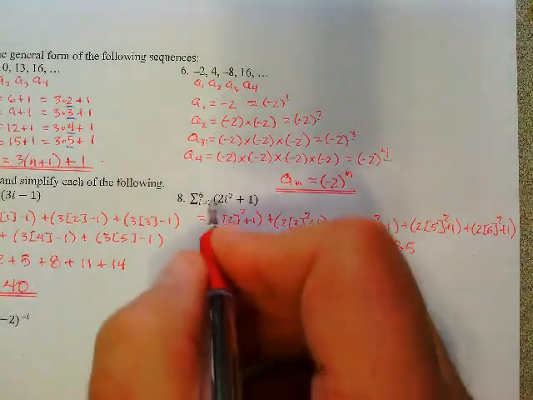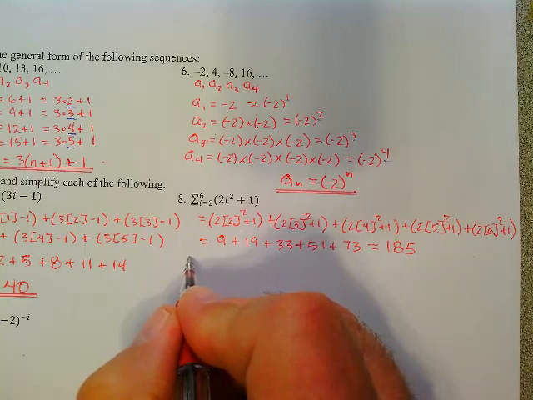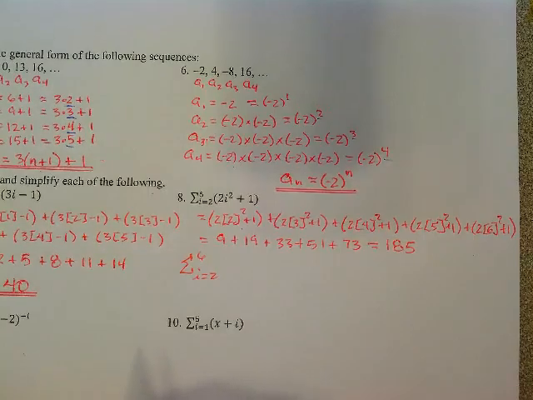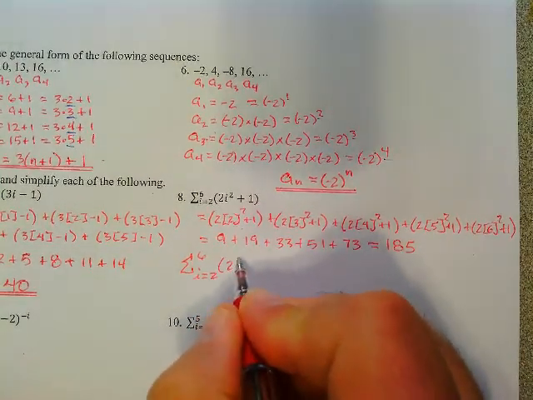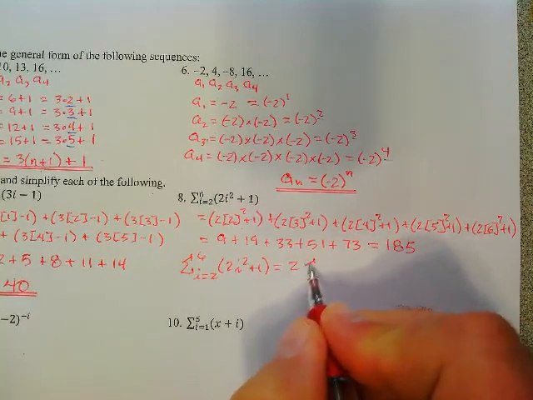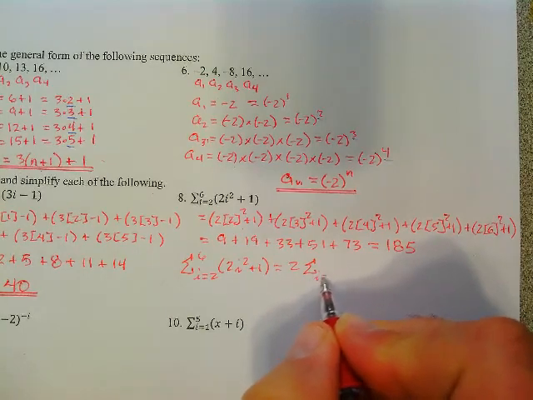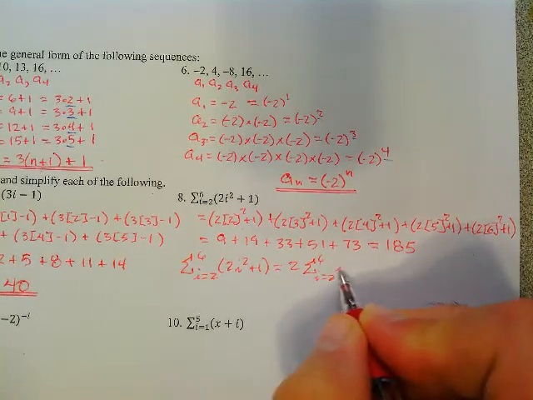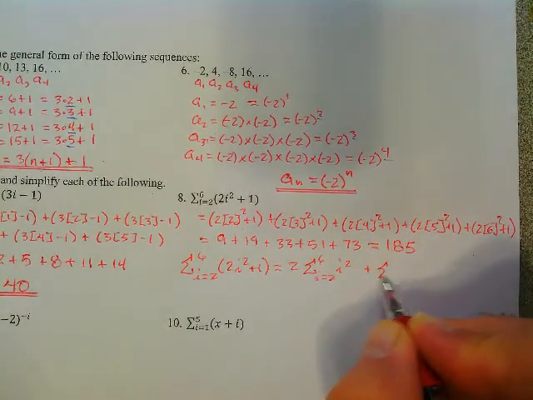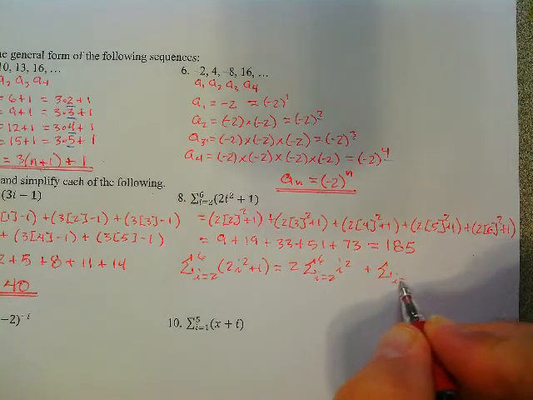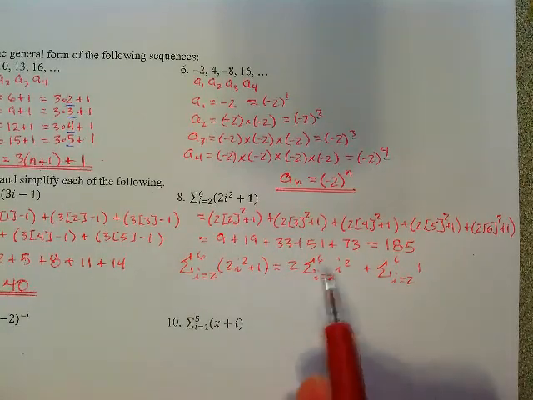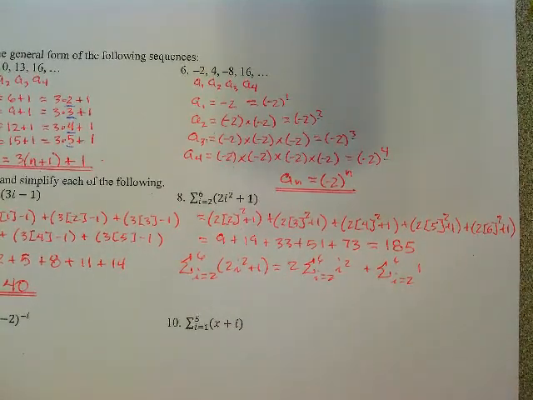Now I might mention that we could have separated this into 2 times the sum of i equals 2 to the 6th of i squared, plus the sum of i equals 2 to the 6th of 1. So we split that, we put the 2 out front, split it into 2 parts.